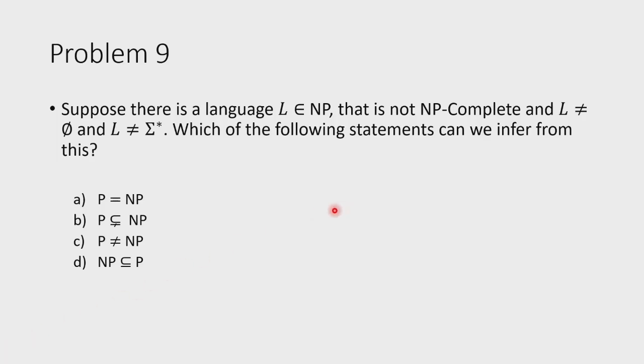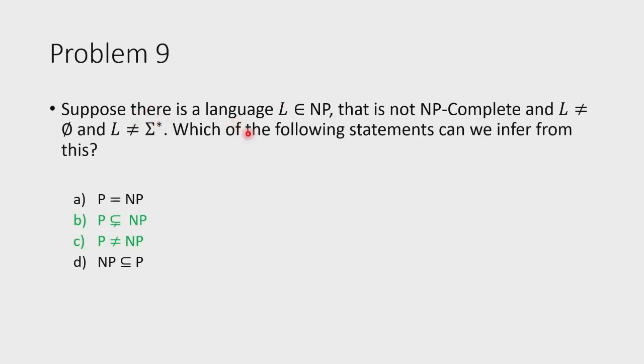Okay, so the answers are these two: P is a strict subset of NP and P is not equal to NP. So is the question clear to everyone? This question is not that clear. I mean, the language of the question is not clear.